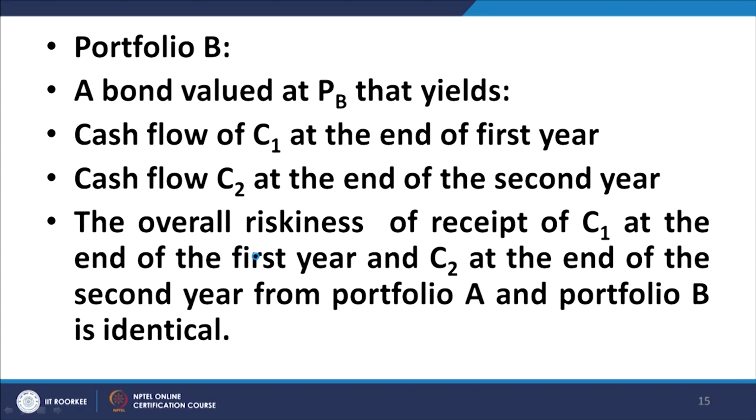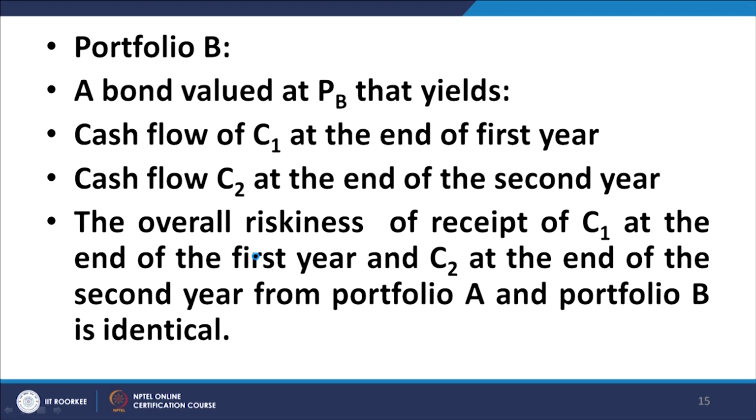Now, we consider a portfolio B. Portfolio B consists of a bond. And what is that bond? What are the features of that bond? The bond B is going to give me a cash flow of C1 at the end of 1 year and a cash flow of C2 at the end of the second year.